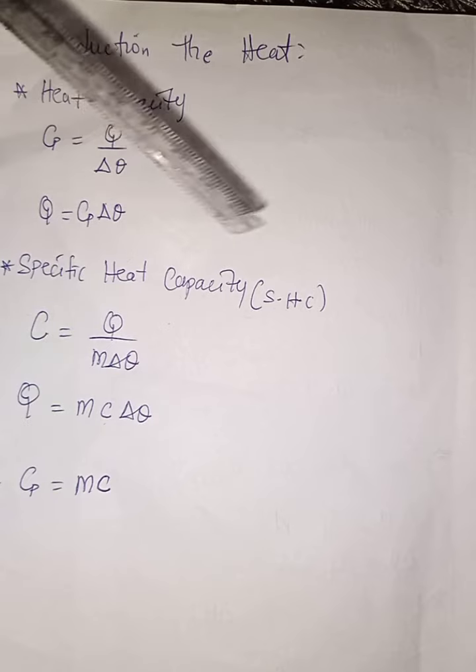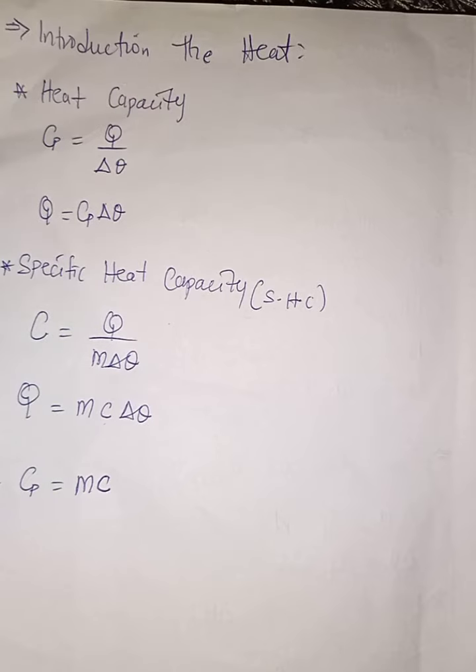Now, what about specific heat capacity? Specific heat capacity is the quantity or amount of heat required to raise the temperature of a unit mass of a body, either by 1 degree Celsius or by 1 Kelvin. For heat capacity, there is no mass. But for specific heat capacity, we are now specifically talking about mass. The amount of heat required to raise the temperature of a unit mass of a body, either by 1 degree Celsius or by 1 Kelvin. Take note of that. Very, very important.